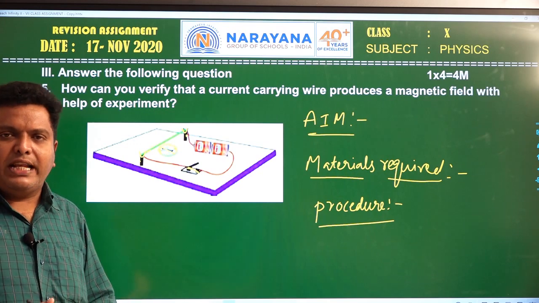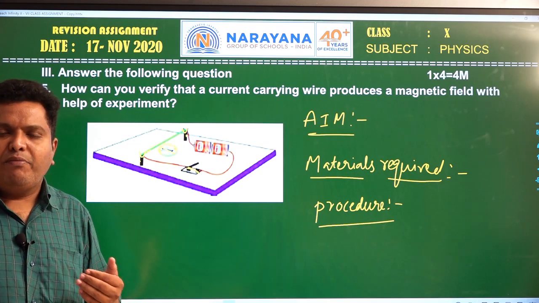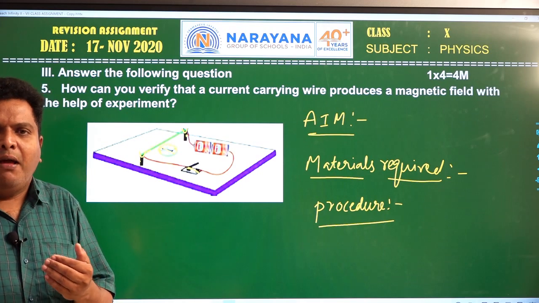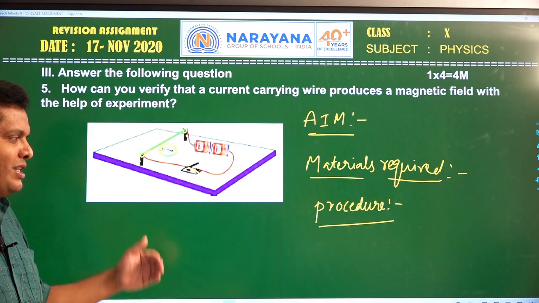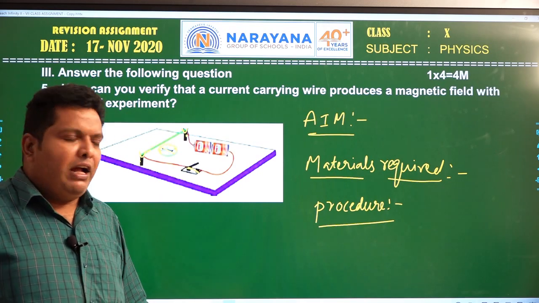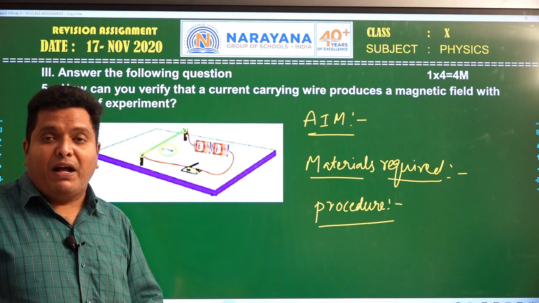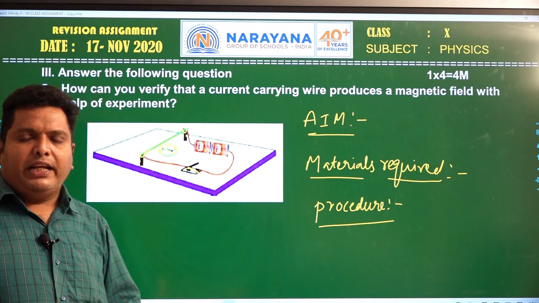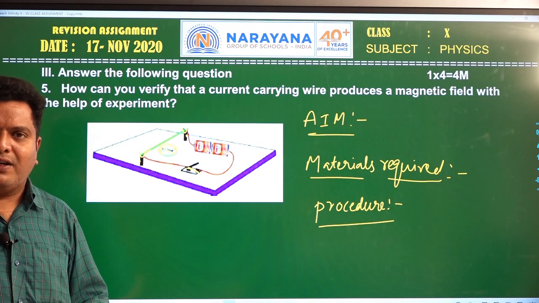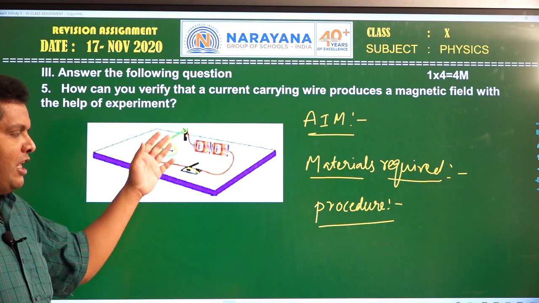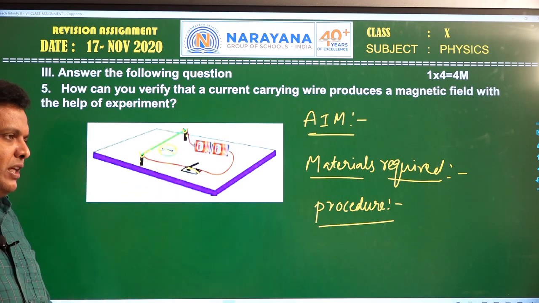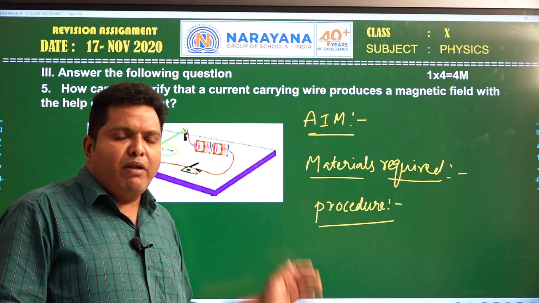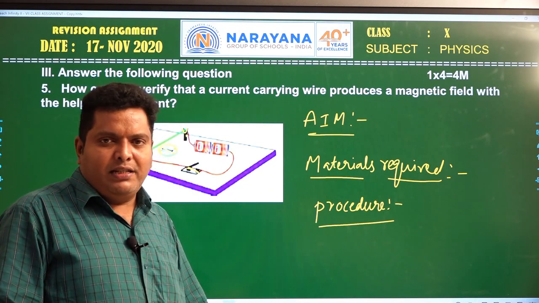According to Oersted's experiment, every current carrying wire produces an electric field as well as a magnetic field. So due to this magnetic field, the magnetic needle in the compass box will deflect. This was first tested by the scientist Oersted, and this is also called the Oersted experiment. The conclusion is that every current carrying wire will produce a magnetic field.